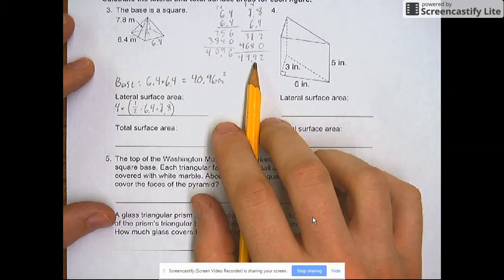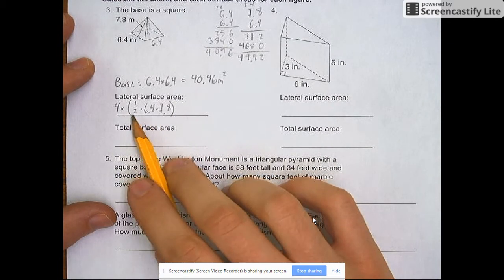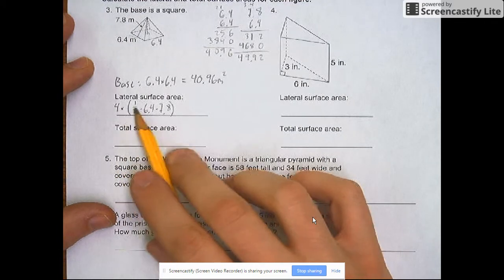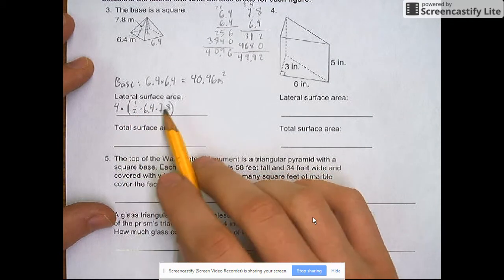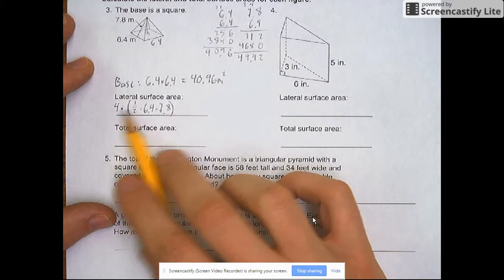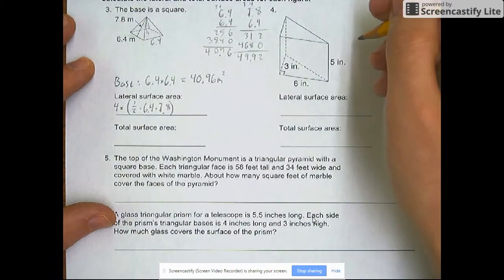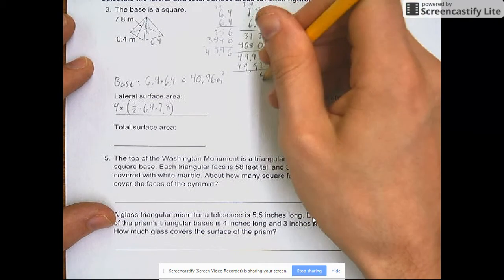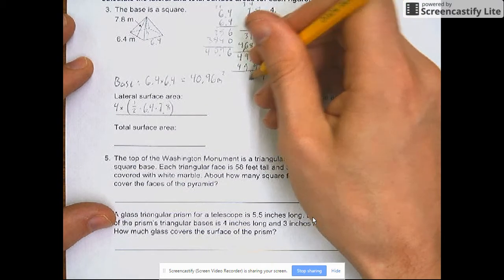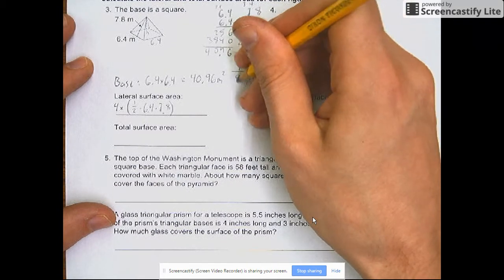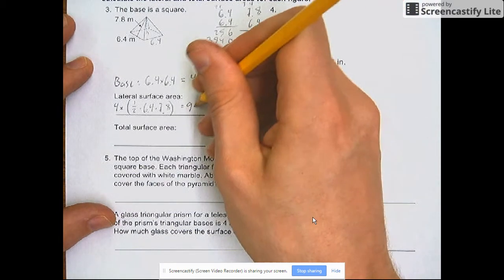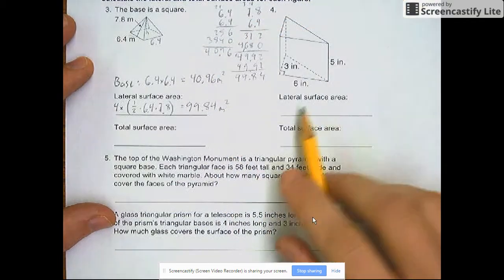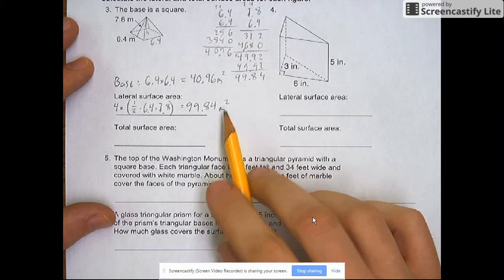But here's what I'm going to do. I can multiply this in any order I want. So I'm going to do half of 4 instead of half of this thing. See how that works? It doesn't really matter too much which order you multiply things in. It's called the commutative property of multiplication. So half of 4 is 2. So I'm just going to double this guy right here, and that'll give me the right answer. So instead of doubling them, I'm just going to add them up. So I should get here 99.84 square meters. Okay, so I have 4 sides. Yeah, I got them all.